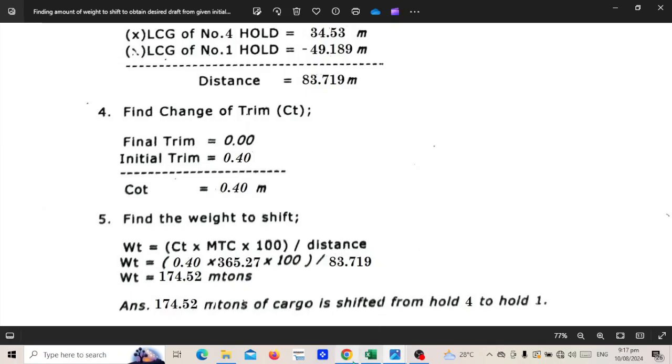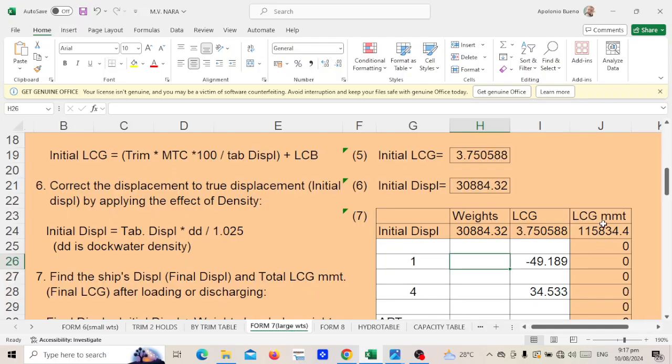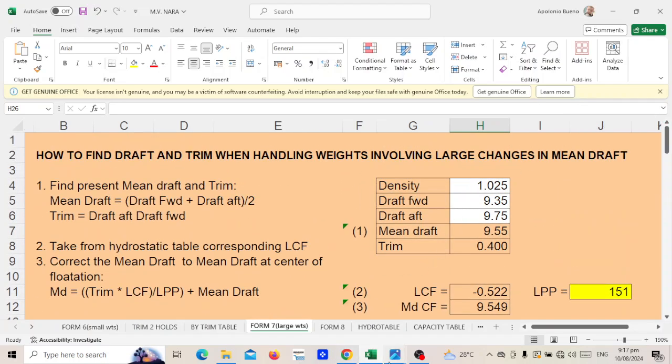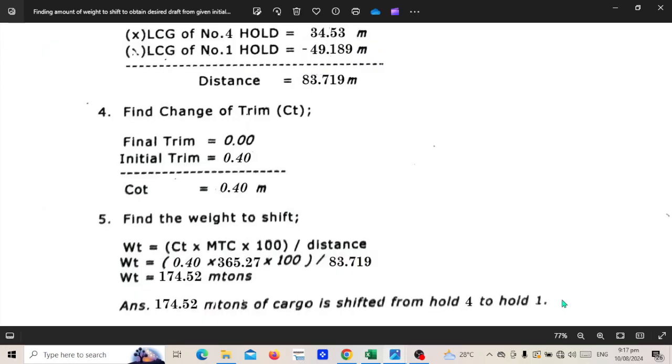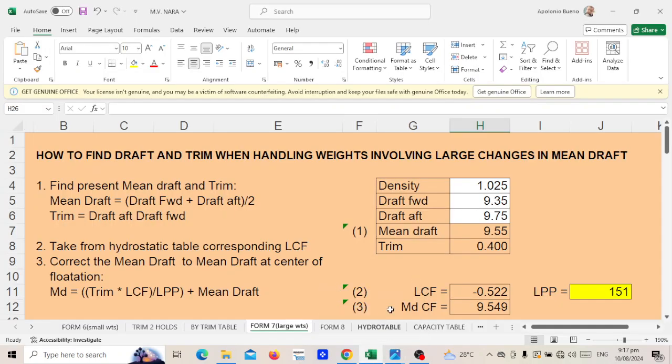So let's investigate, guys, using the formula, using the program. This is form number 7. So we go up, put our initial drop. Our initial drop forward is 9.35 and up is 9.75. So we put here, forward is 9.35, and up is 9.75.